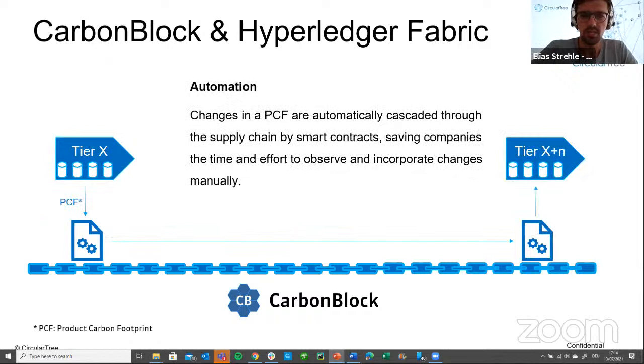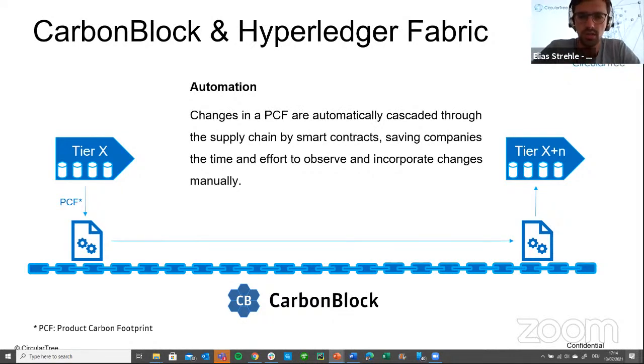Our second use case is automation. Not so much of the calculation itself. This happens off-chain, as I said earlier, but of the cascading. Because if one company in the supply chain recalculates a PCF, for example, because they have become more sustainable and they have more efficient processes, and they reduce their own product carbon footprint, this means that the product carbon footprint of all the products downstream in the supply chain also need to be recalculated.